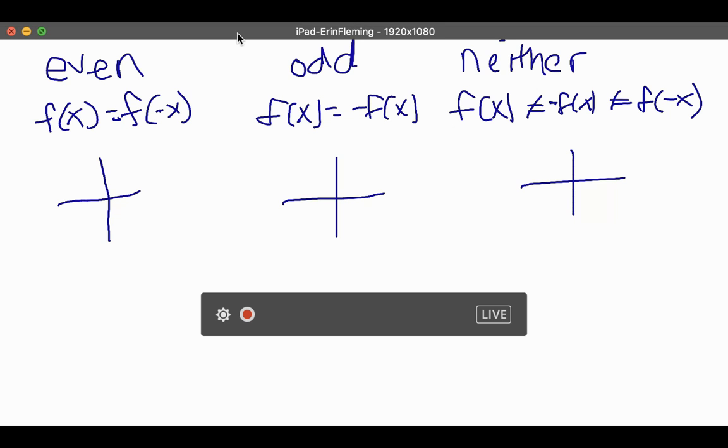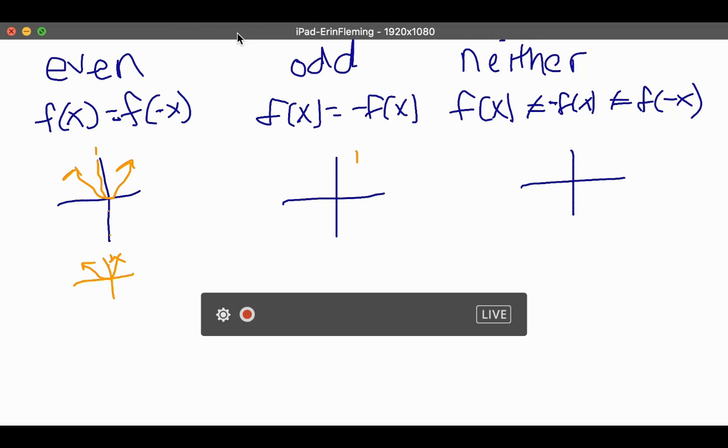All right, so for this quick video, we're just going to look at the difference between even functions, odd functions, and functions that are neither. So visually, an even function is a function like our quadratic function, where you can kind of split it down the middle and it's going to have that reflectional symmetry. Another example is our absolute value function.